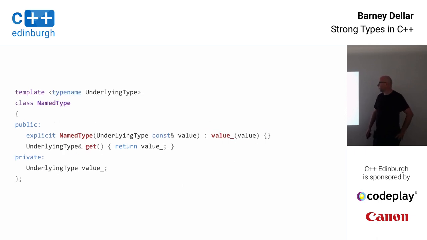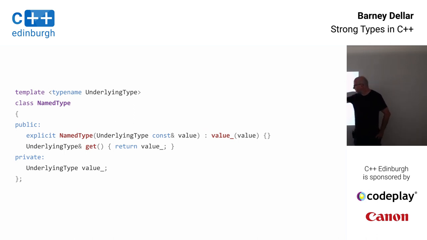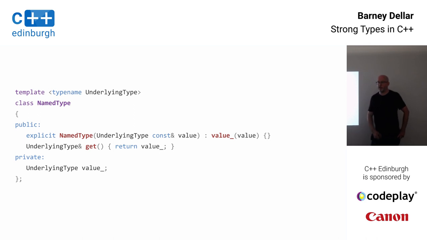So this is the template. The template on an underlying type, we store one of them as a value, we can construct it, and we can get the underlying type. This is based on Jonathan Boccara's really very good FluentCPP blog and GitHub. Pretty much most of the rest of this talk is just stolen straight from him. And I'll give you links at the end to it.